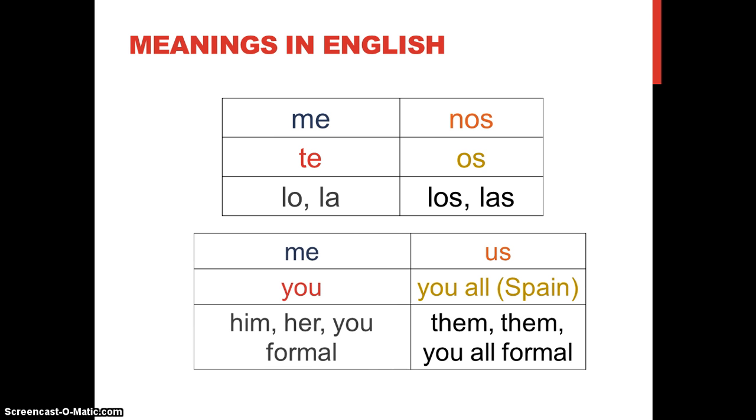In English, that means me, te, you. Lo could be him or it if it's an item, masculine item. La could be her or a feminine item, and then both of those include you formal. Nos would be us. Os would be you all if we were in Spain. Los if it's a masculine item or more than one person. Las would also be feminine items, and then if we're talking about a group of ladies, and they both include you all formal.